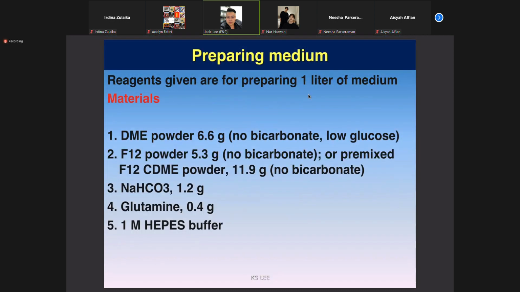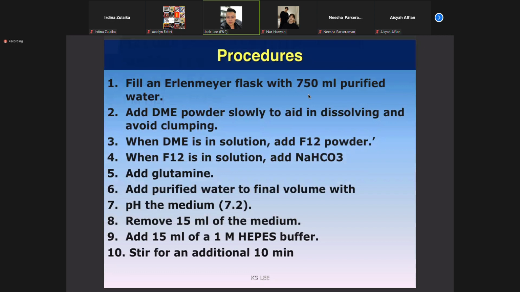So preparing media is easier. For example, the recipe given for preparing 1 liter of media. So for example, you have the DMEM powder. These are the types of media that you prepare in the preparation room. Remember that you have a preparation room in your lab. Can you look at the floor plan in a previous class? So when you prepare the media in the preparation room, right? So these are the protocols.